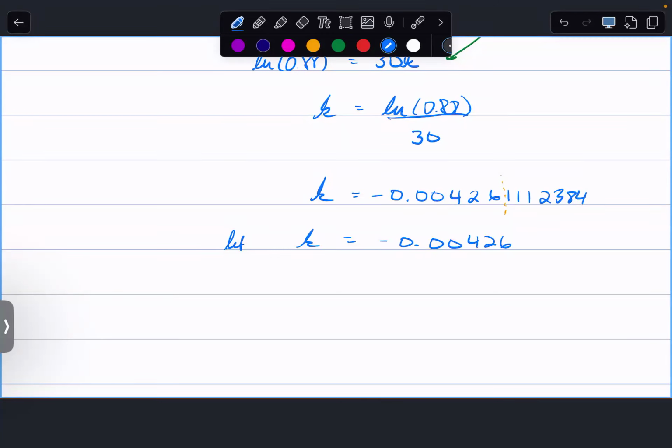If you know how to use your store function on your calculator, then that's cool, you can use that. Or if you want to use a rounded value, just make sure that you capture all the activity, and then you can use a rounded value.